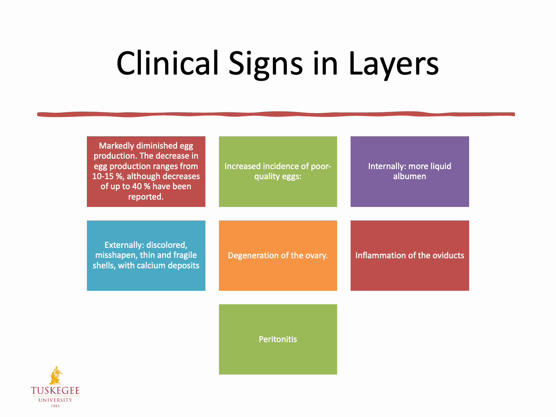If you open up the egg, the albumen might be very liquid, and on the outside, on the shell, you'll see discolored, misshapen, thin and fragile shells with calcium deposits. On the inside, in postmortem, you can also see degeneration of the ovary, inflammation of the oviducts, and peritonitis. Peritonitis is usually a result of a problem that's going on in the ovary.